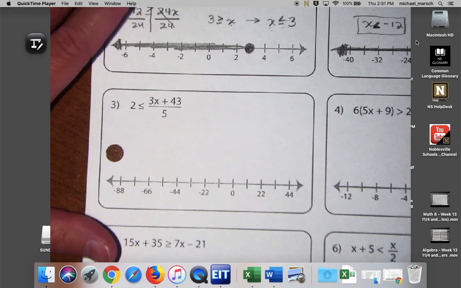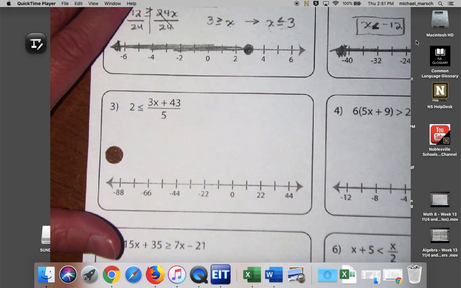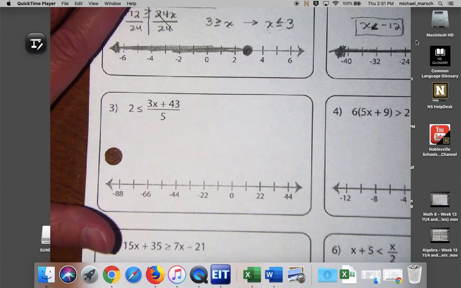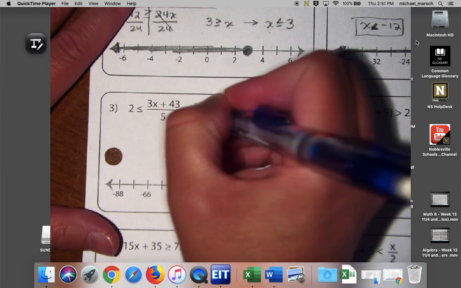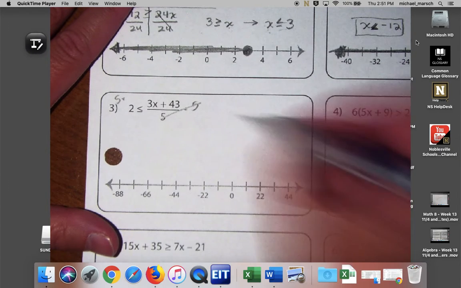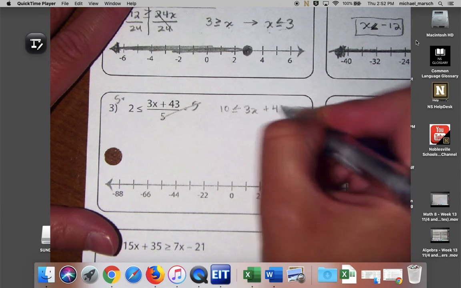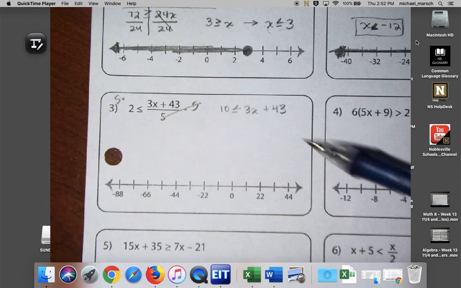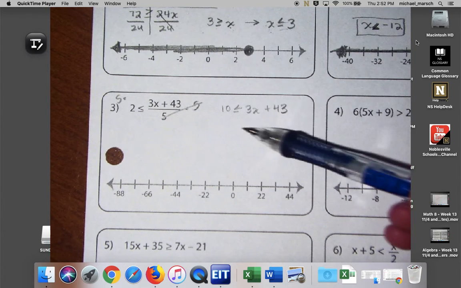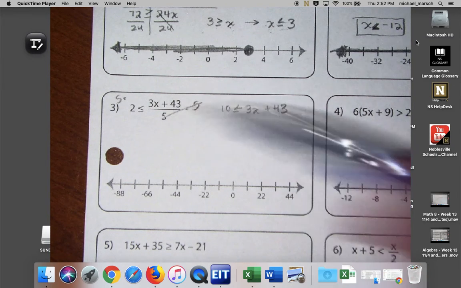Let's go ahead and take a look at number 3. What's going to be my first step? I've got a fraction here, so what do I have to do to get rid of that? Yeah. This side gets multiplied by 5, and this side gets multiplied by 5. So what I'm left with is 10 is less than or equal to 3x plus 43. Notice that the 3x plus 43 did not change. The only thing that changed is now I no longer have this denominator 5.